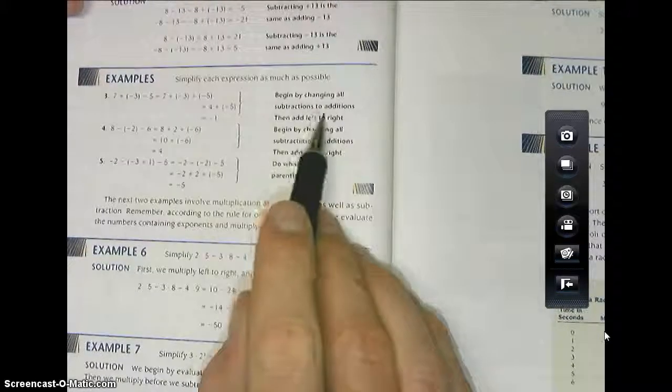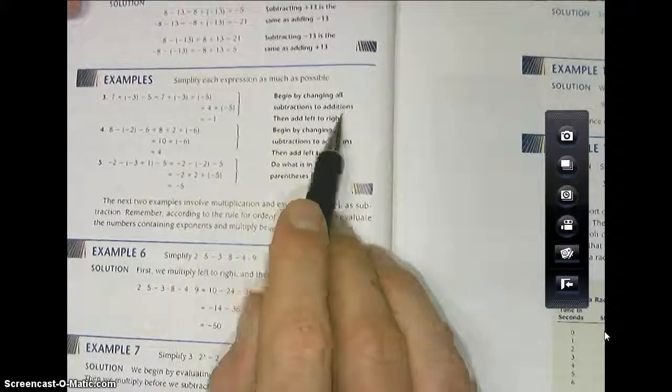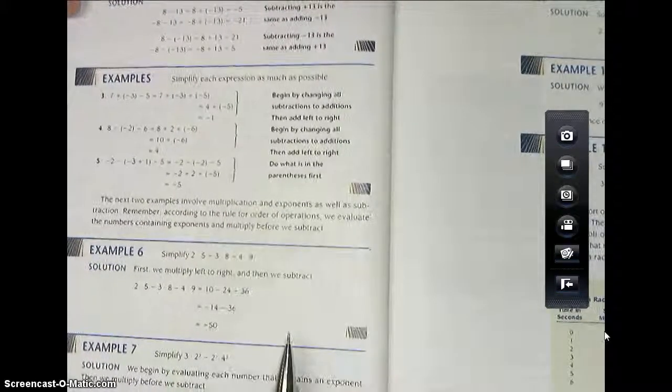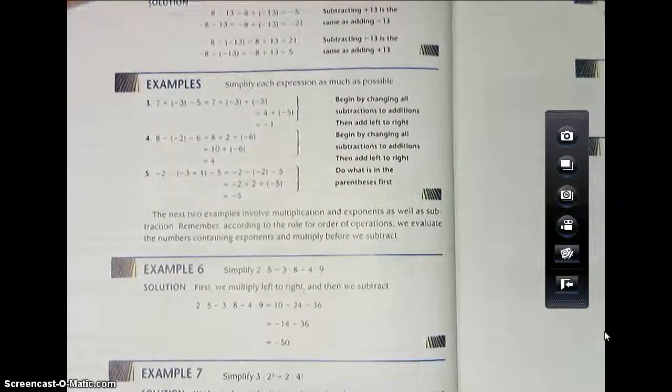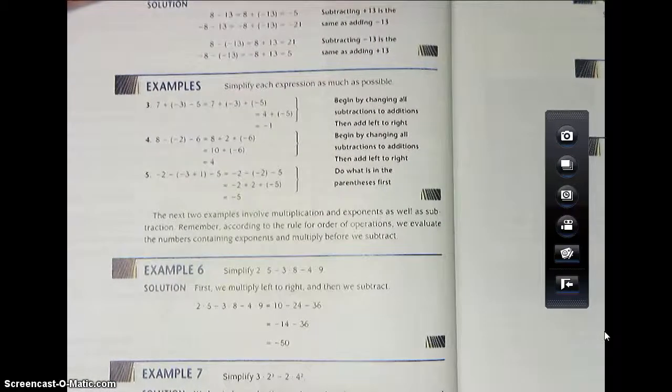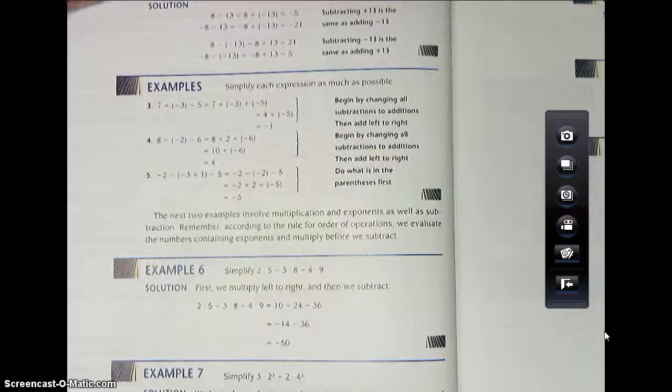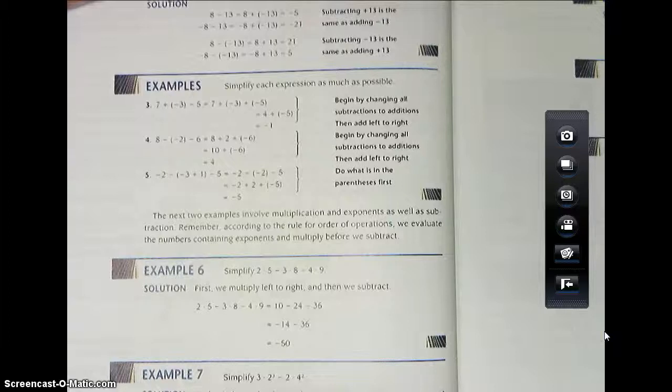they want you to begin by changing all the subtractions to additions and then add left to right. For whatever reason, we're a lot more comfortable adding than we are subtracting, right? We put negatives in there, people freeze up, they don't like it, it's confusing. So if we can stay with addition, these problems should become a lot easier.